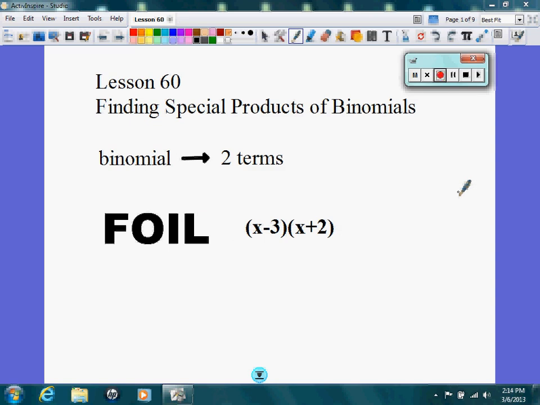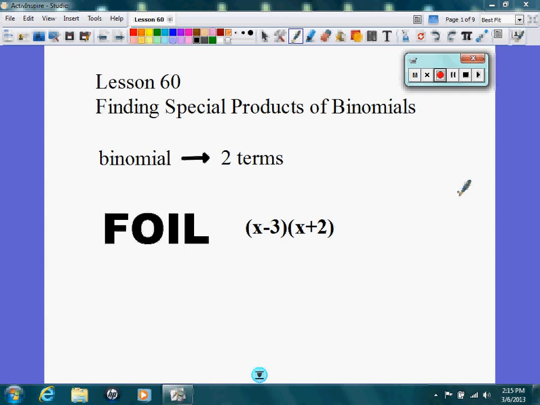Our next lesson is lesson 60, finding special products of binomials. Remember what a binomial is. A binomial simply means two terms. The prefix bi means two, and nomial means two terms or two numbers. Okay, and we've used the acronym FOIL to multiply two binomials before.